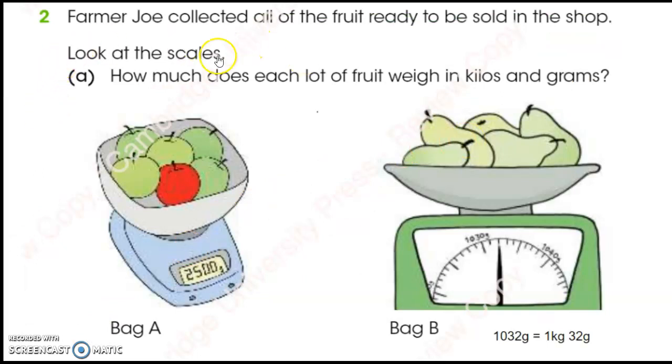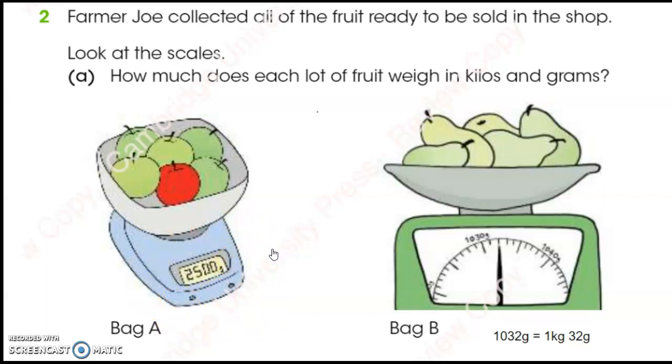Look at the scales and how much does each lot of fruit weigh in kilos and grams? Okay, so now you're going to look at the scale here. Look at the number, and you need to put in the weight of the fruits according to the scale and put it in kilos and grams. Now bag A, can you see here? 2,500 grams. How to put it in kilos and grams?